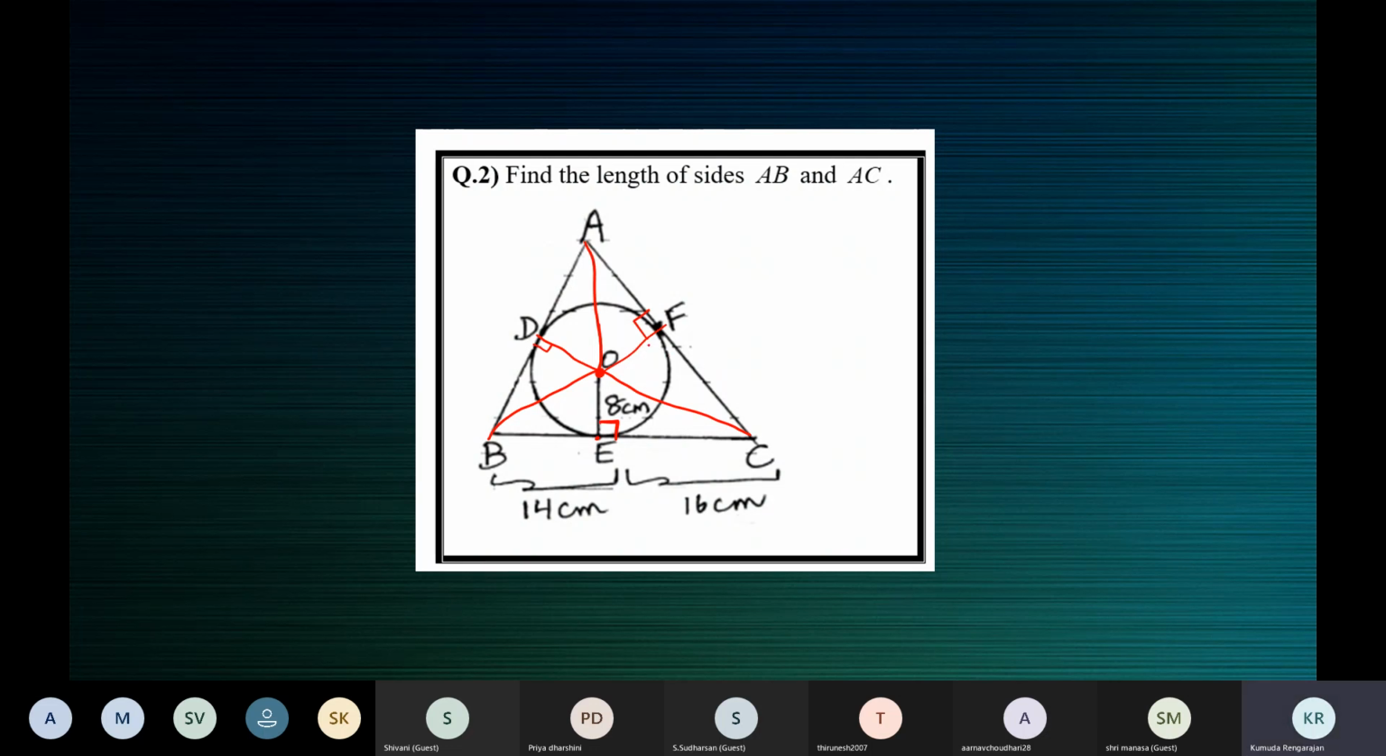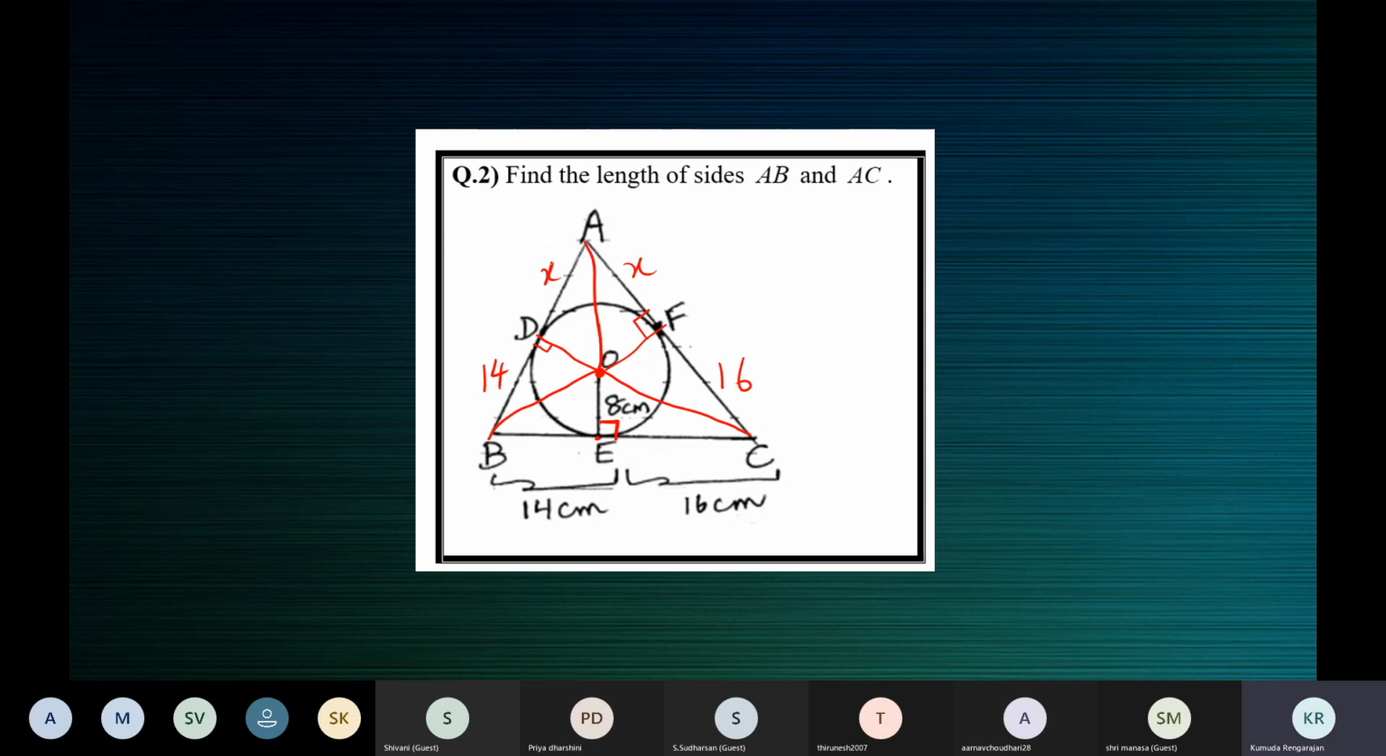Okay, children, all of you please find the area of the whole triangle ABC first using Heron's formula. Now tell me how much is BD? 14, ma'am. How much is FC? 16. What about AD and AF? Are they equal? Yes, ma'am, because they're tangents from the same external point A to the circle. So AD is equal to AF. Let's call them X each.